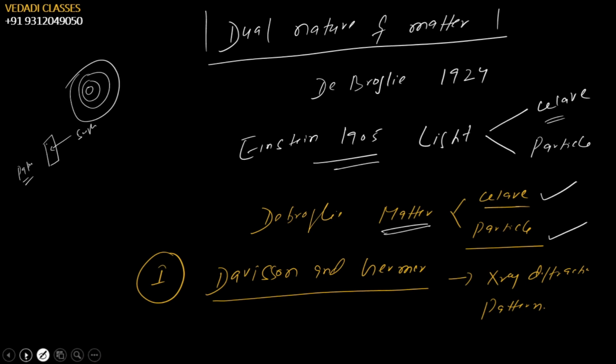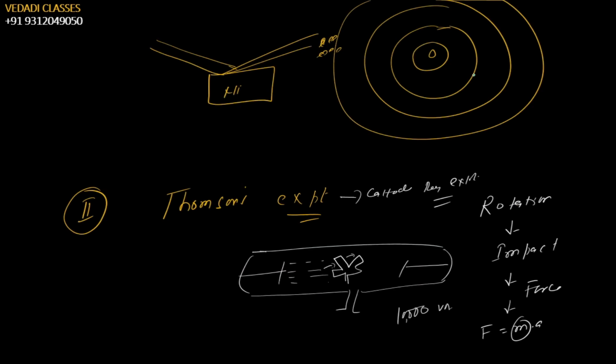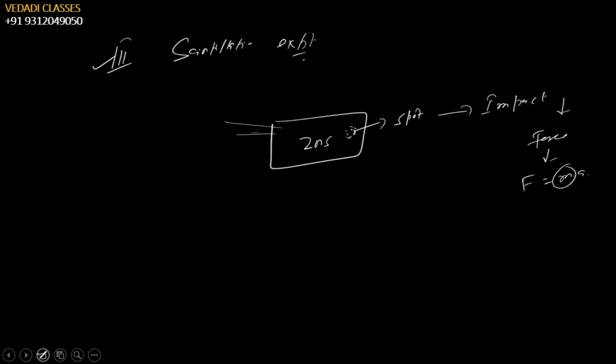They did the X-ray diffraction pattern. Concentric lines show the wave character, as in the nickel crystal. This is the nickel crystal when suitable light falls on it. Then Thomson's cathode ray experiment proved the particle nature. When the cathode ray strikes the metal wheel, rotation takes place. When it rotates, that will be an impact where there is force, where there is force there is a mass, and where there is a mass there is particle nature.